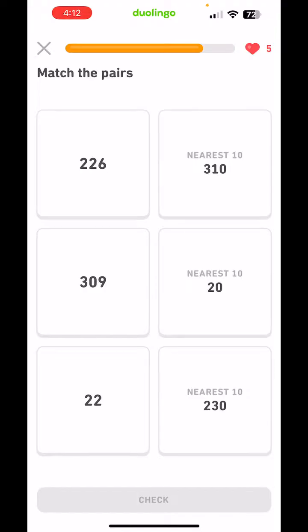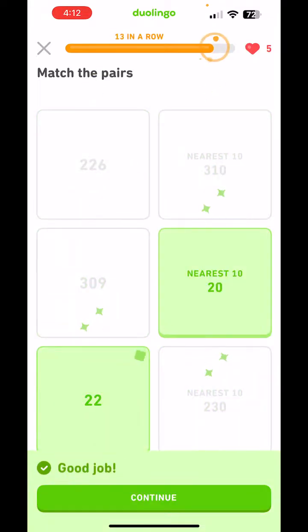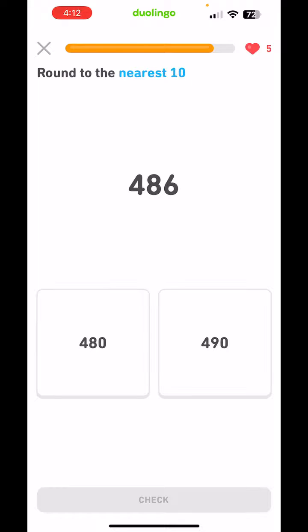Round to the nearest 10 for all of them. So we have 226, so let's say 230. 309, we'll do 310. And then 22 would be 20. Round to the nearest 10. So we have 486. So it's either 480 or 490. I'm going to go with 490.